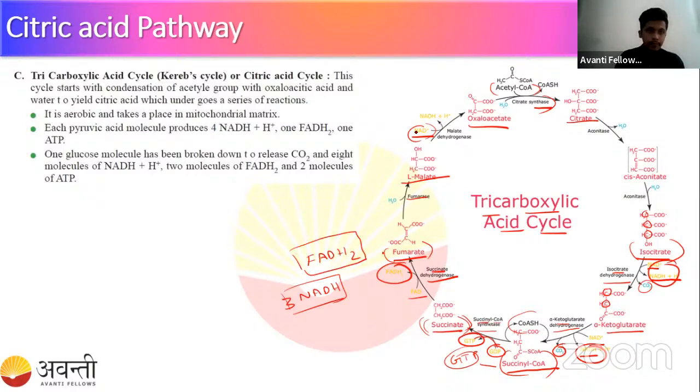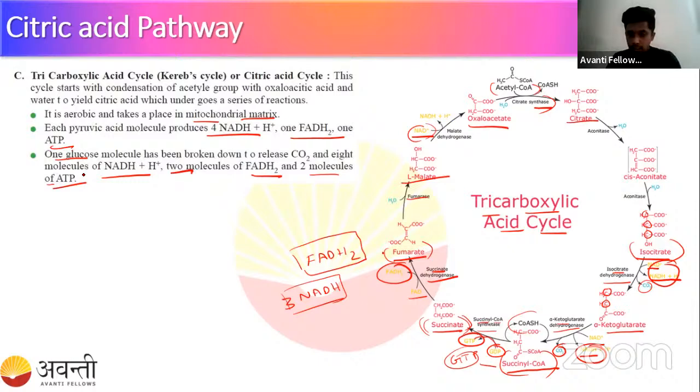Okay, if you look at here, what happens? Where does the TCA cycle take place? It takes place in the mitochondrial matrix. One pyruvate molecule produces what byproducts? We get 3 NADH by the end of the cycle and 1 FADH2 and then one molecule of ATP. Whereas if we compare to the output of one glucose molecule, you just have to double it. We end up with 8 molecules of NADH, 2 molecules of FADH2, and 2 molecules of ATP produced by the end of the citric acid pathway.